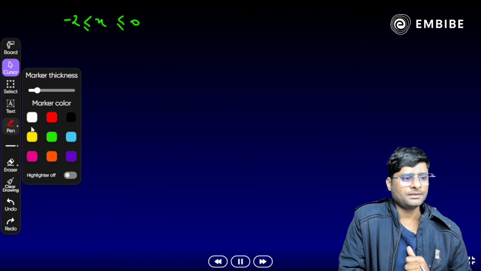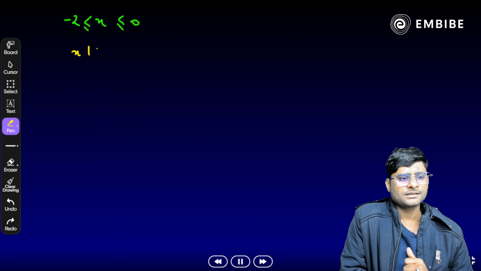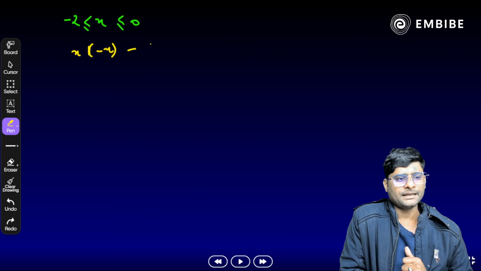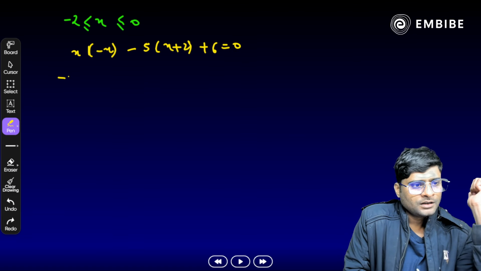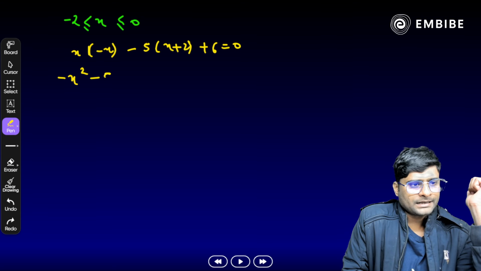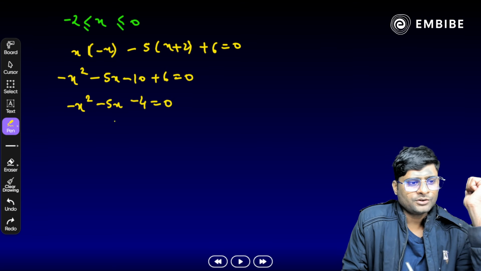So we have to write down something like that. We have to write x times mod of x, which will be minus x square. And the second one, minus 5 times x plus 2, plus 6 is equal to 0. Now try to solve it. Minus of x square minus 5x minus 10 plus 6 is equal to 0. Or we can say minus x square minus 5x minus 4 is equal to 0. Or it can be written x square plus 5x plus 4 is equal to 0.